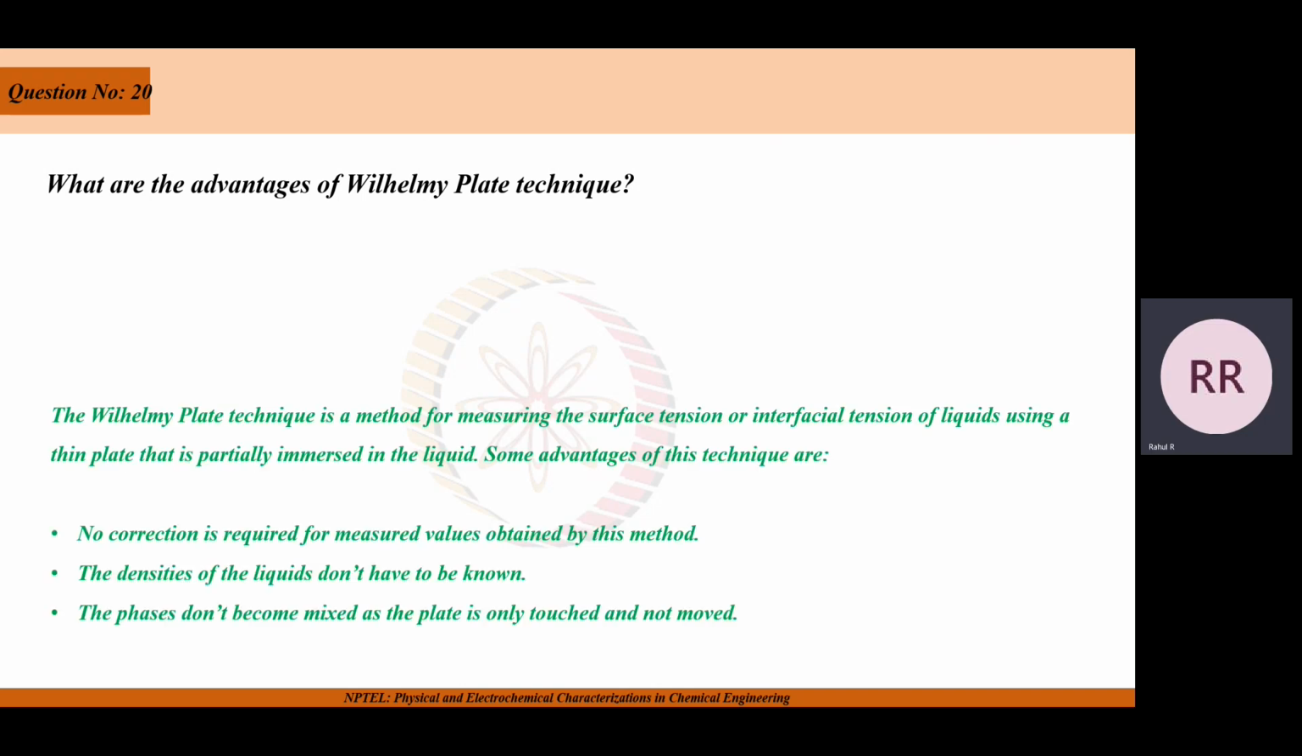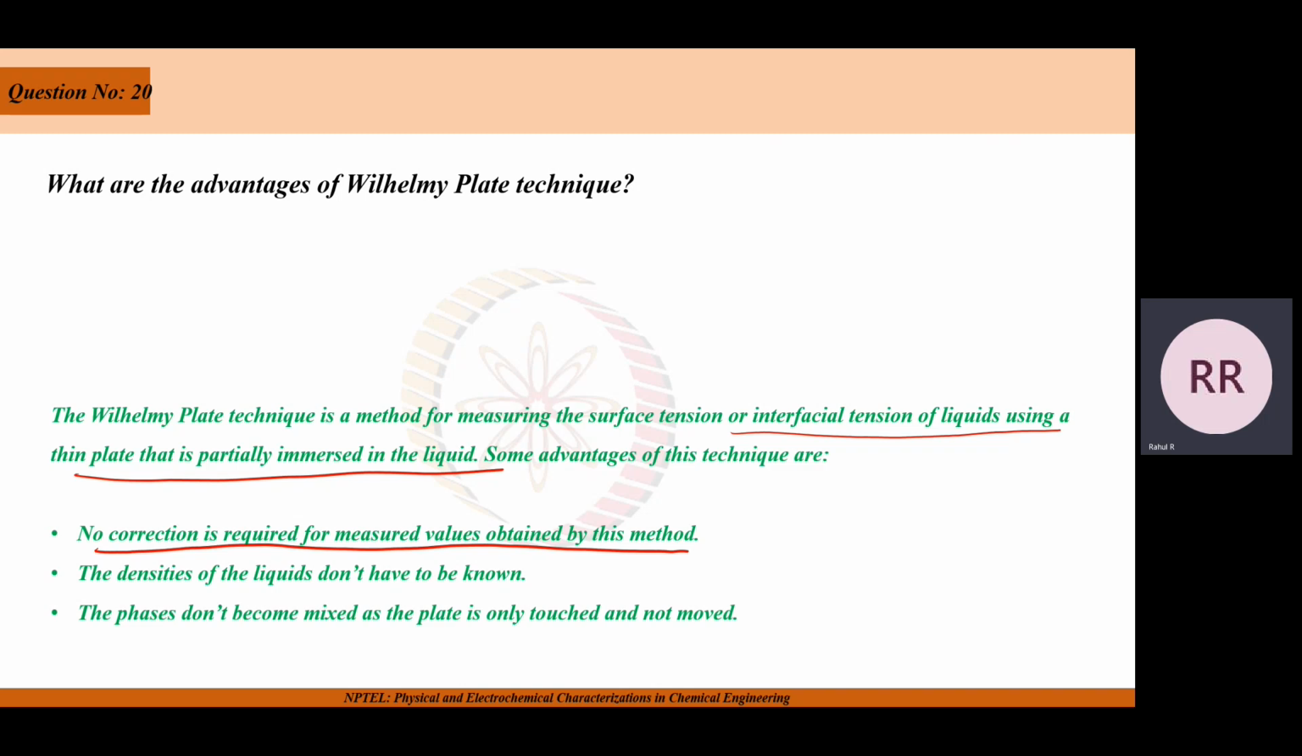The Wilhelmy plate technique is a method for measuring the surface tension or interfacial tension by using a thin plate that is partially immersed in a liquid. The major advantage of this is that no correction is required to the measured values obtained by this method. Usually in many other methods we use a correction parameter, and we don't need such a parameter in this. Then the next advantage is that the density of the liquids doesn't have to be known.